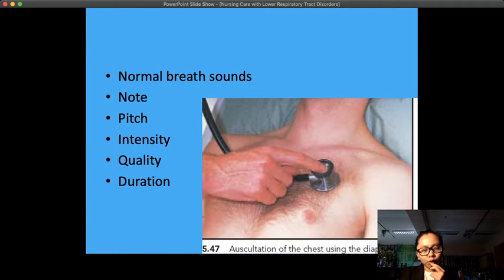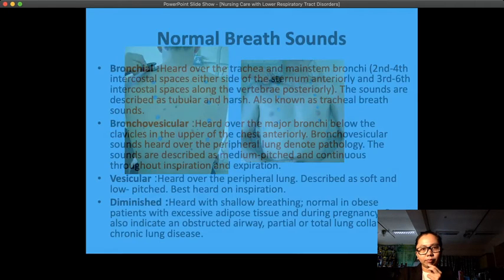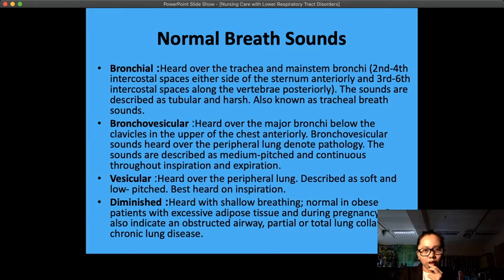So you have to take note of the normal breath sounds, the pitch, the note, the intensity, the quality, and the duration. These are the things that you should have been writing in your FDAR or in your nurse's notes. Diba? Ang dami-daming dapat gawin. So normal breath sounds, we have the bronchial, bronchovesicular, vesicular, and diminished.